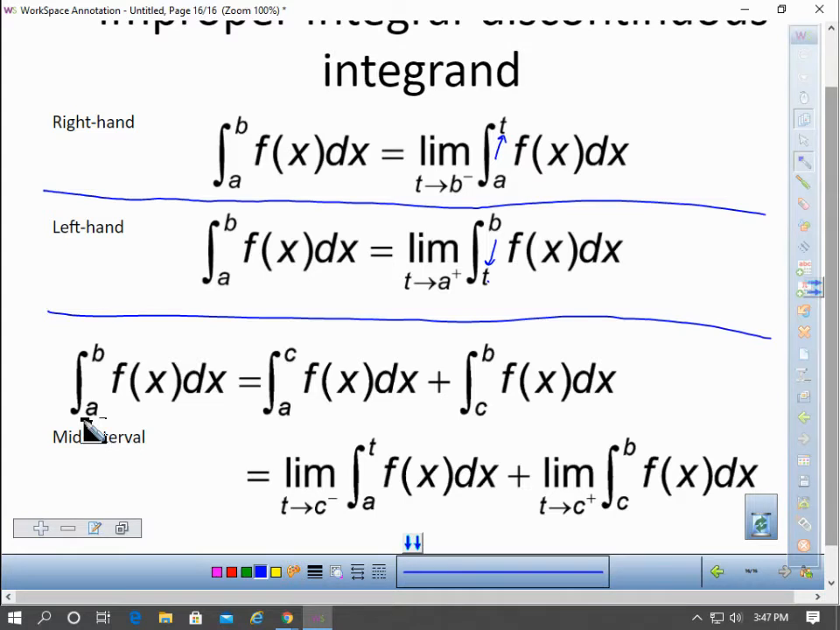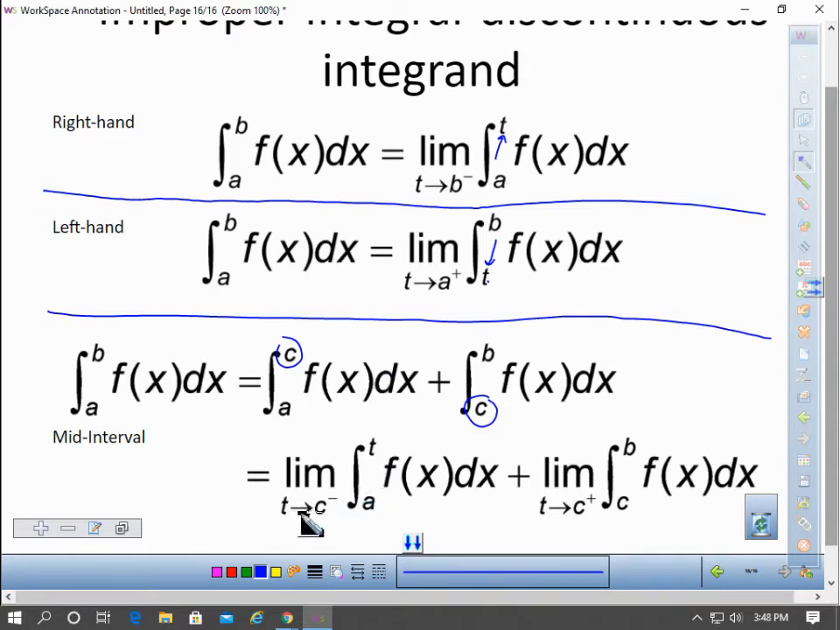Then what happens in the middle? What if you have a hiccup in the middle? Well, you've got to split this function where the hiccup is. So wherever the discontinuity is, you split it at that number into 2 integrals. Then you do the same thing as up here at the top with the left-hand and the right-hand integrands.